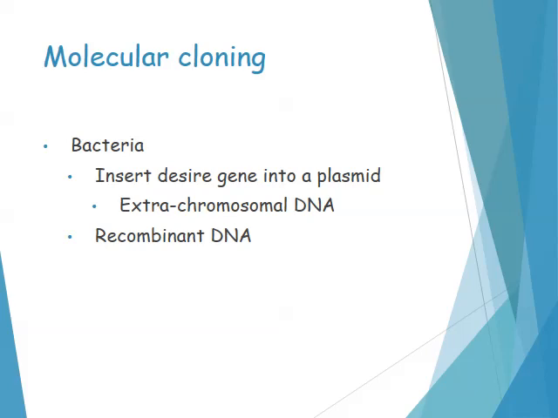The genetic code is universal, so a gene that codes for insulin in a human will also code for insulin in a bacteria. Bacteria contain extra chromosomal pieces of DNA. By taking the desired gene for insulin or another product and inserting that into the plasmid, we now have recombinant DNA, the combination of DNA from two different sources.